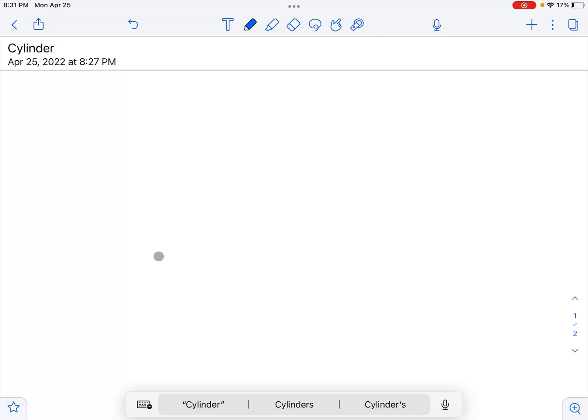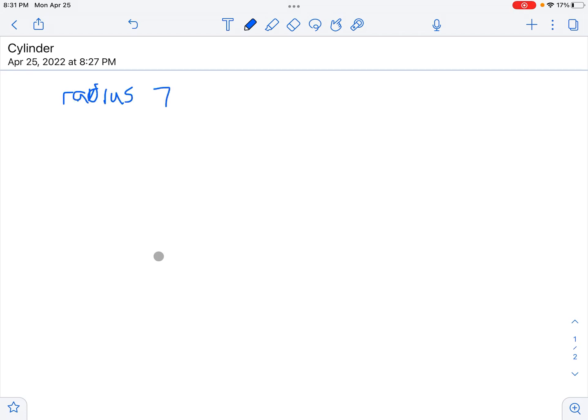In this video, we're going to look at finding the surface area and the volume of a cylinder. And let's see, we'll say the cylinder has a radius of 7 centimeters and a height of 20 centimeters.